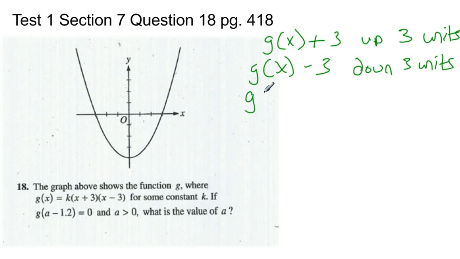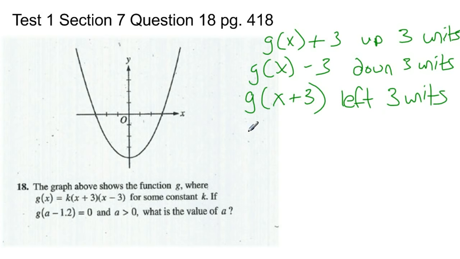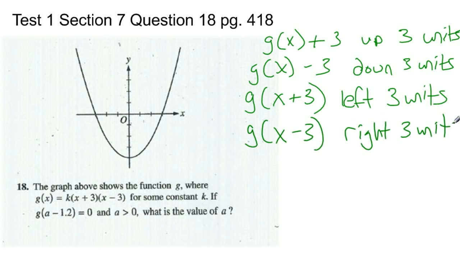And if I have g of x plus 3 on the inside here, that's going to shift my function to the left 3 units. And if I had g of x minus 3 on the inside, that's going to shift it to the right 3 units. So take a look at this function.